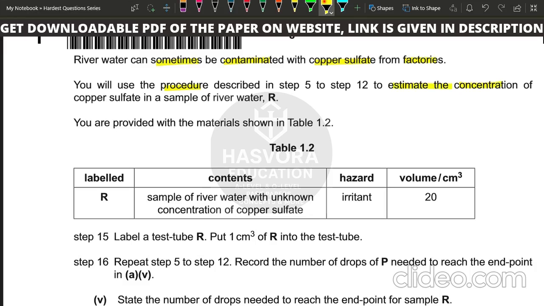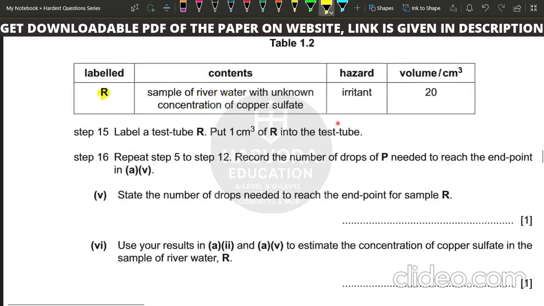You will actually count the number of drops for this one, and then you will compare with that table. Between which concentrations is the number of drops lying? You have been provided with the materials. This will be the beaker labeled R, and you have to do the same experiment with this one.